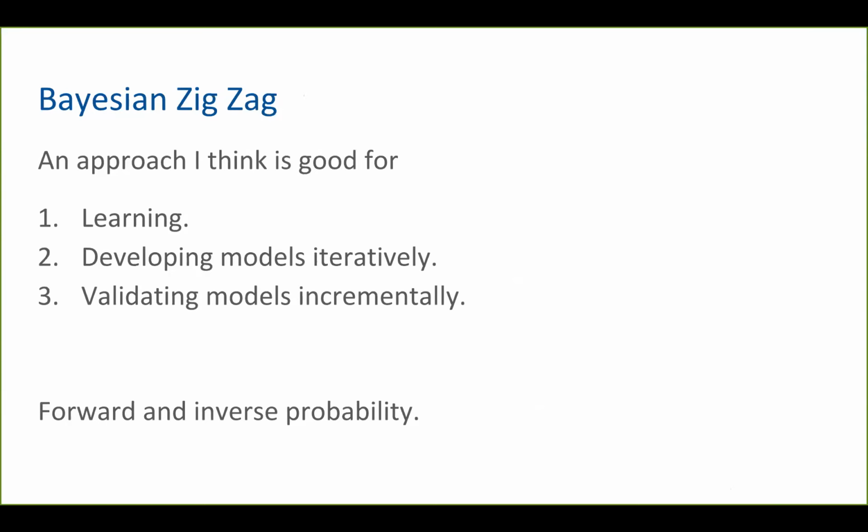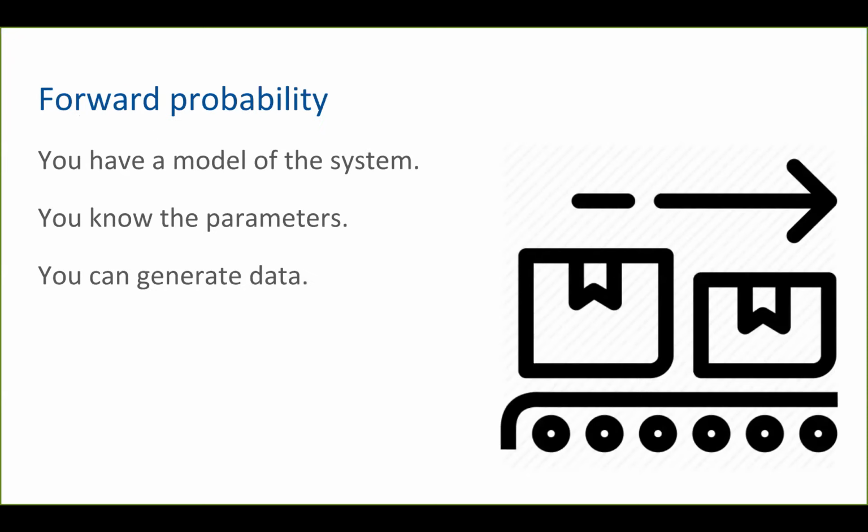What I'm going to talk about today is a Bayesian zigzag. This is an approach that I think is good for learning about Bayesian methods, but also for developing models iteratively so that you can validate them as you go and believe that you've done it right. The zigzag part is going back and forth between forward and inverse probability. Forward probability means that you have a model of the system and somehow you know the parameters of the system, so you can run it forward and generate data as if they come from that system.